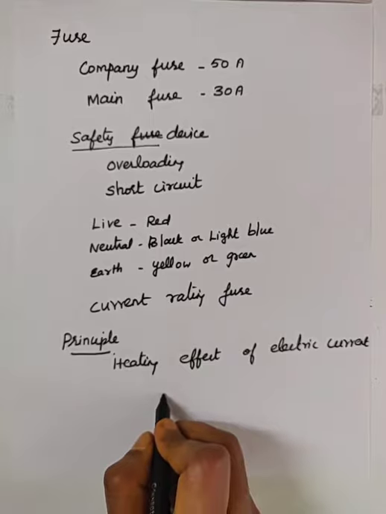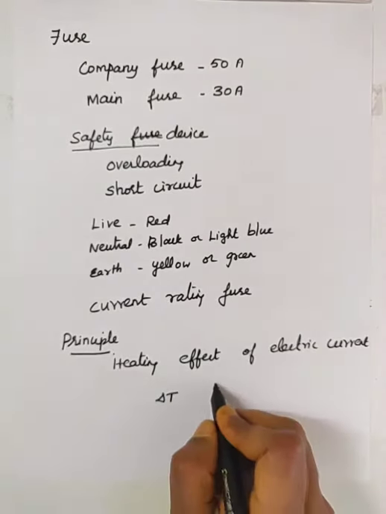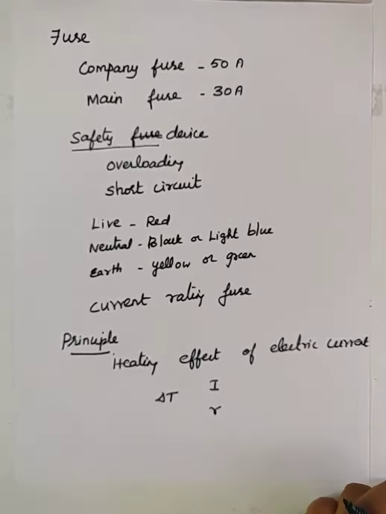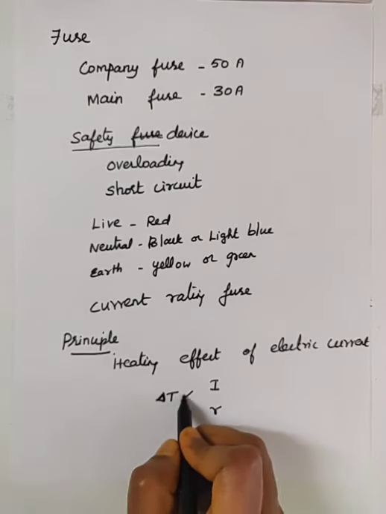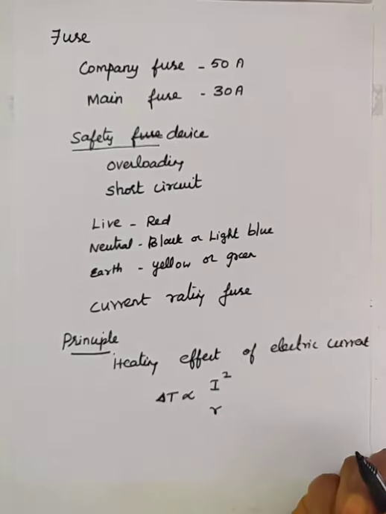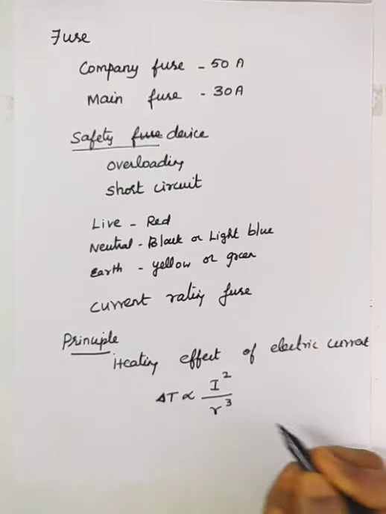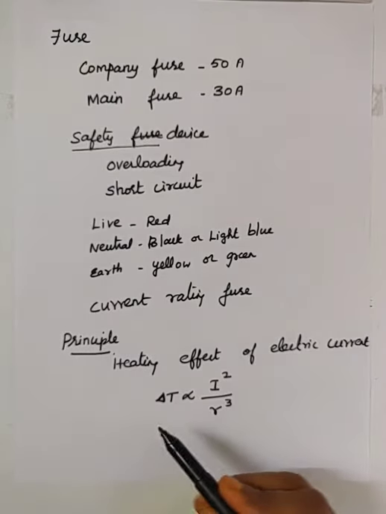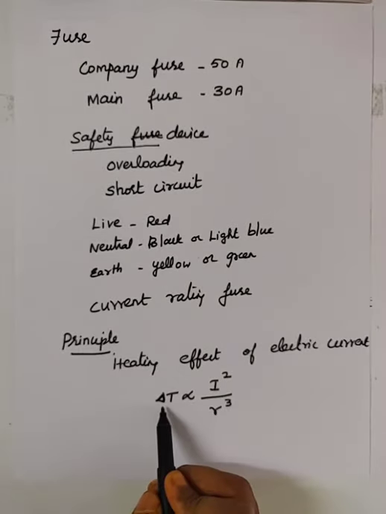The rise in temperature of the fuse wire depends on two factors. One is the current rating of the fuse. The other one is the radius of the fuse wire. The rise in temperature delta T is directly proportional to the square of the current rating of the fuse and inversely proportional to the cube of the radius of the wire. When the current flows through the fuse, the temperature of the fuse rises. This increase in temperature is represented by delta T.